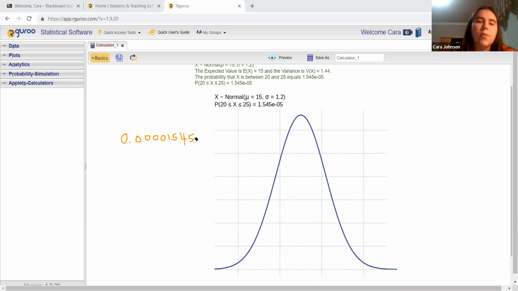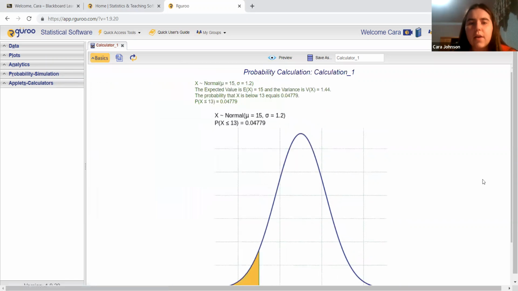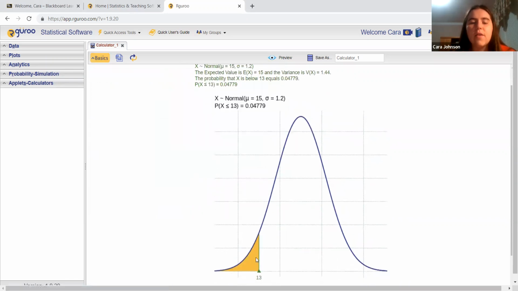All right, and then the next one. We're looking for the probability that a flower is less than 13 centimeters tall. So we're going to put below 13, hit the eyeball, and there we go. And I love how it shades the area, so you can clearly see what area you are getting the probability of.